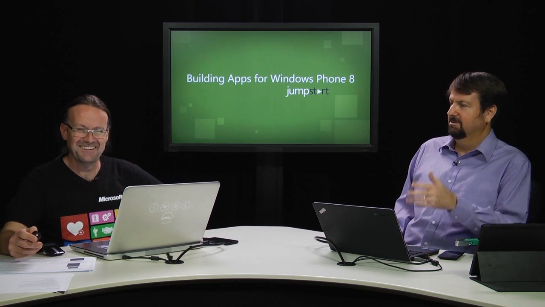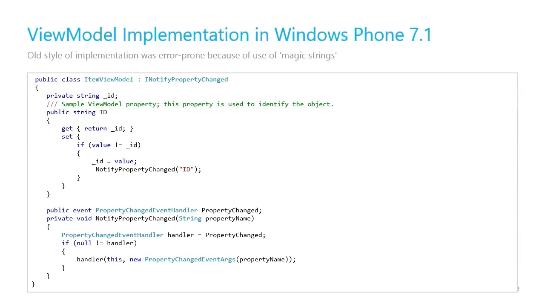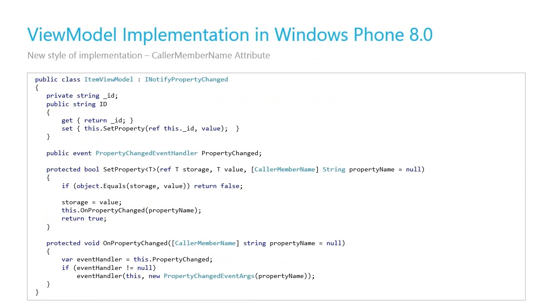All right, anyway. So that code has a problem in that you could change the name. You can use the nice refactoring tools in Visual Studio and change that ID to ident, but then unless you remembered to go in and change the ID string in the call to NotifyPropertyChanged to ident as well, your data binding will all break down. So here's the new way in Windows Phone 8, which is a much better way of doing it.